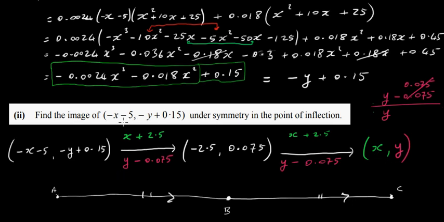When we find the image of minus x minus 5, minus y plus 0.15 under symmetry in this point of reflection here, our answer is simply x, y. Okay, so that's it for this particular question.